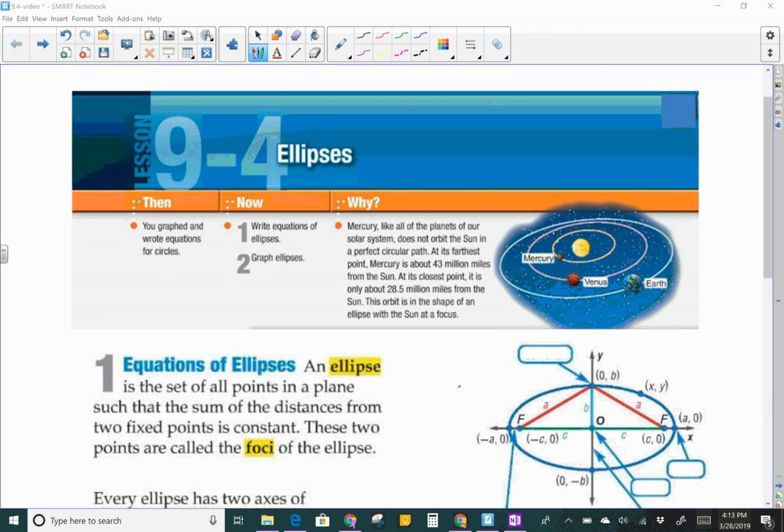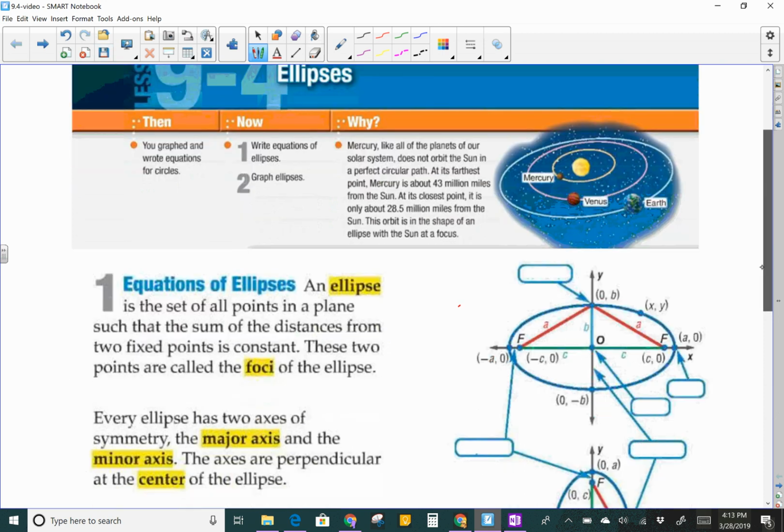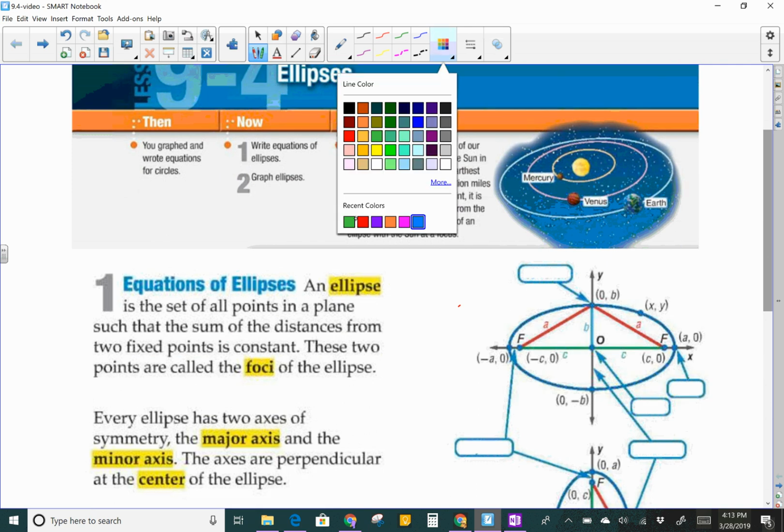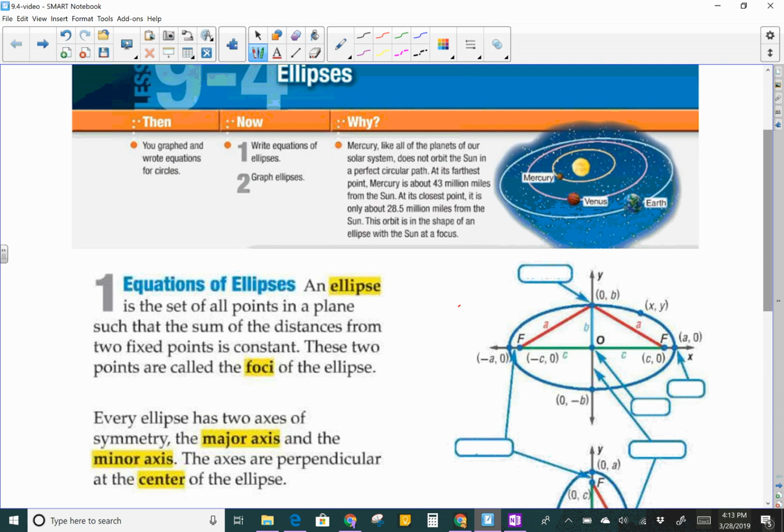Okay, today's lesson is 9-4, ellipses, and this is something new that you have not done before. So I'm going to start off verbally by giving you a definition of it, and then I'm going to talk about the graphical definition of it. So first and foremost, an ellipse is similar to what we've done with the parabolas, and what we're going to do with the hyperbolas.